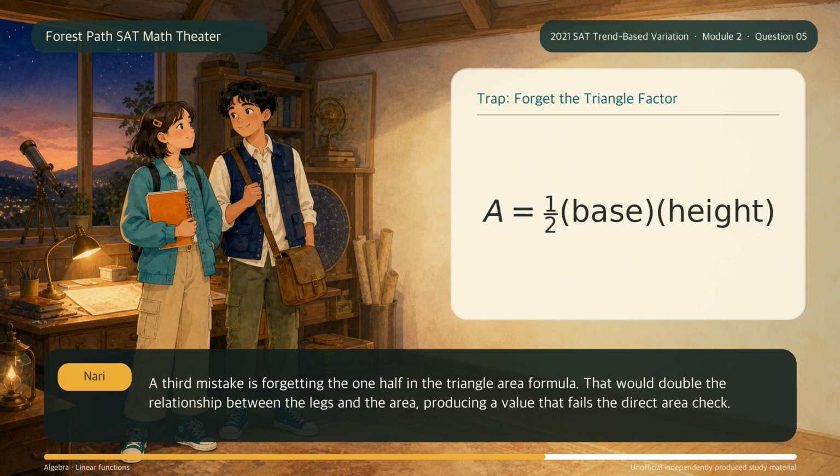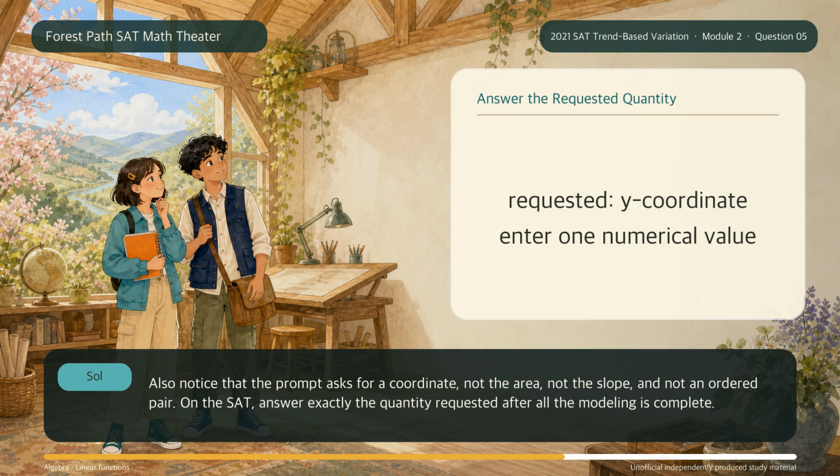A third mistake is forgetting the 1/2 in the triangle area formula. That would double the relationship between the legs and the area, producing a value that fails the direct area check. Also notice that the prompt asks for a coordinate, not the area, not the slope, and not an ordered pair. On the SAT, answer exactly the quantity requested after all the modeling is complete.